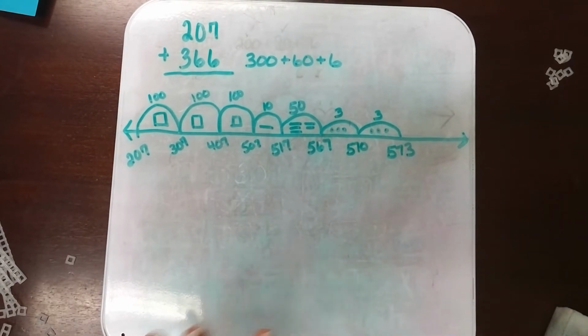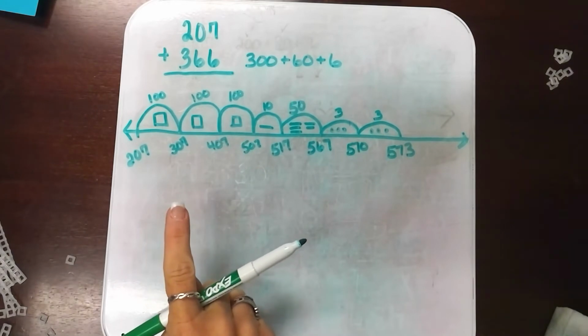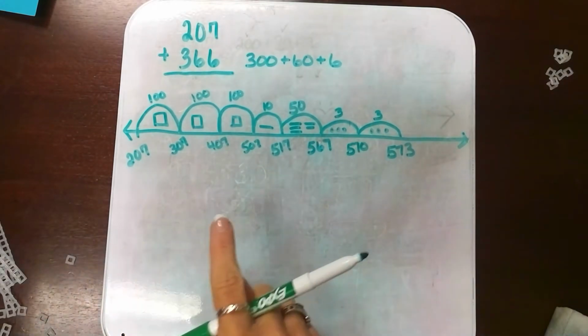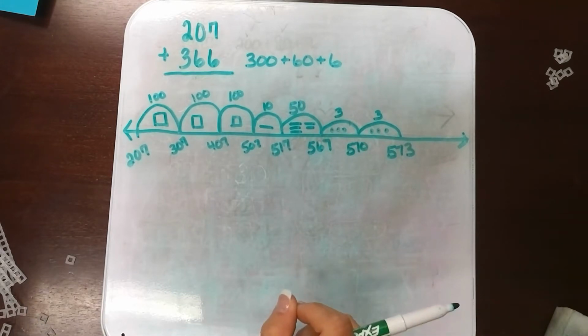And if they know standard algorithm, they can choose to check it with their standard algorithm. I always have students, when they do computation problems, do it 2 ways. So if you used open number line, then maybe a pictorial model of drawing base 10 blocks is the way you want to check it. If you've done the open number line and you know standard algorithm, then check using that as well, okay? So that is open number line.